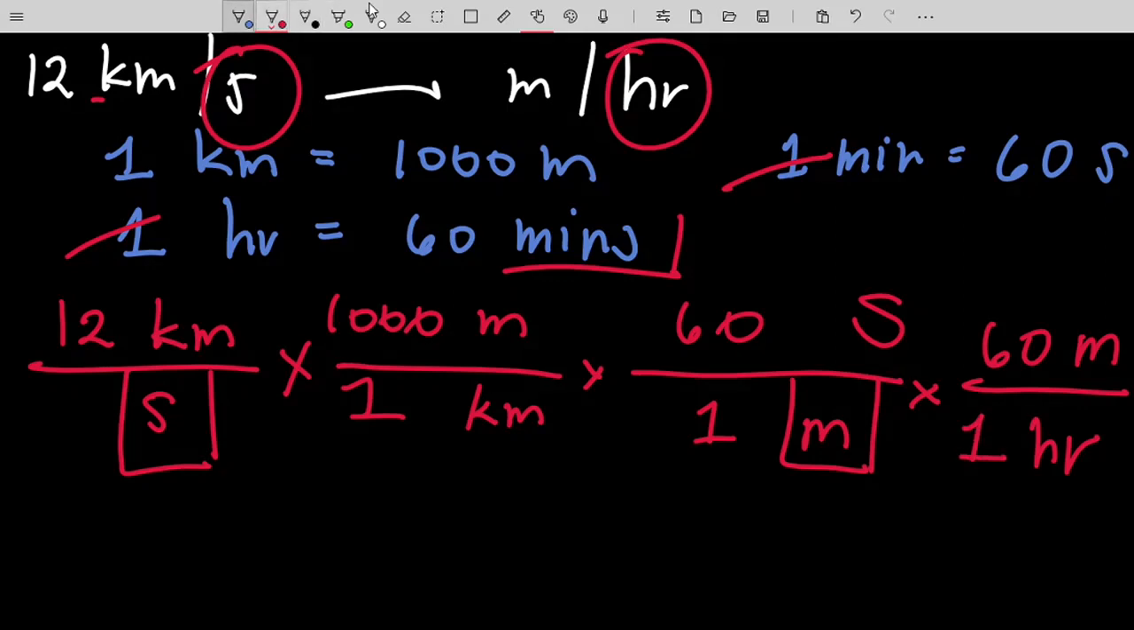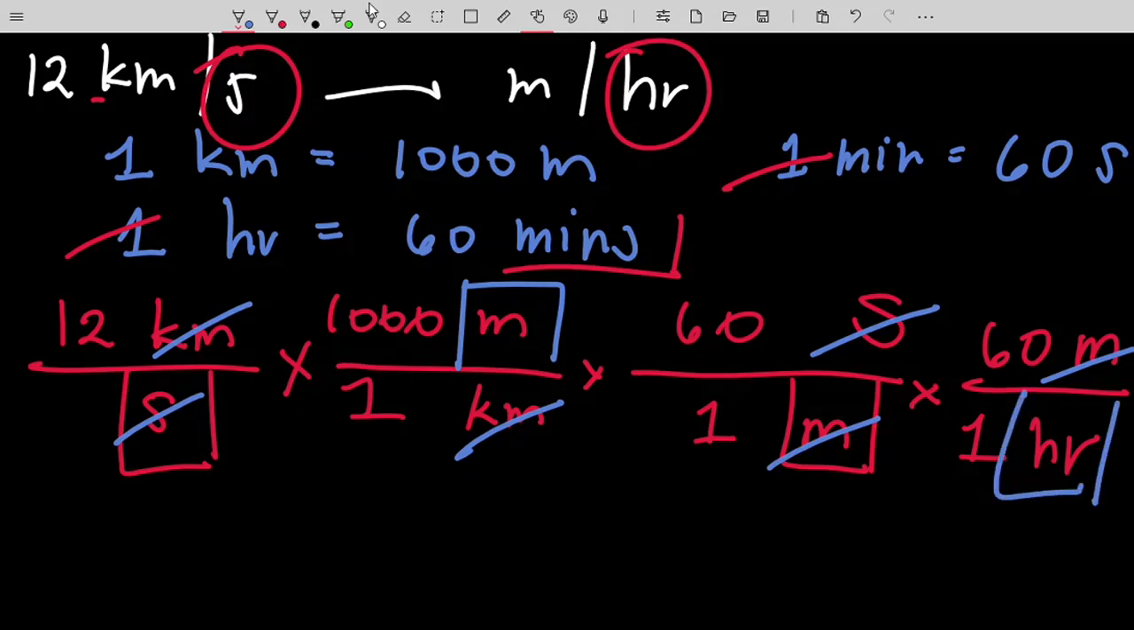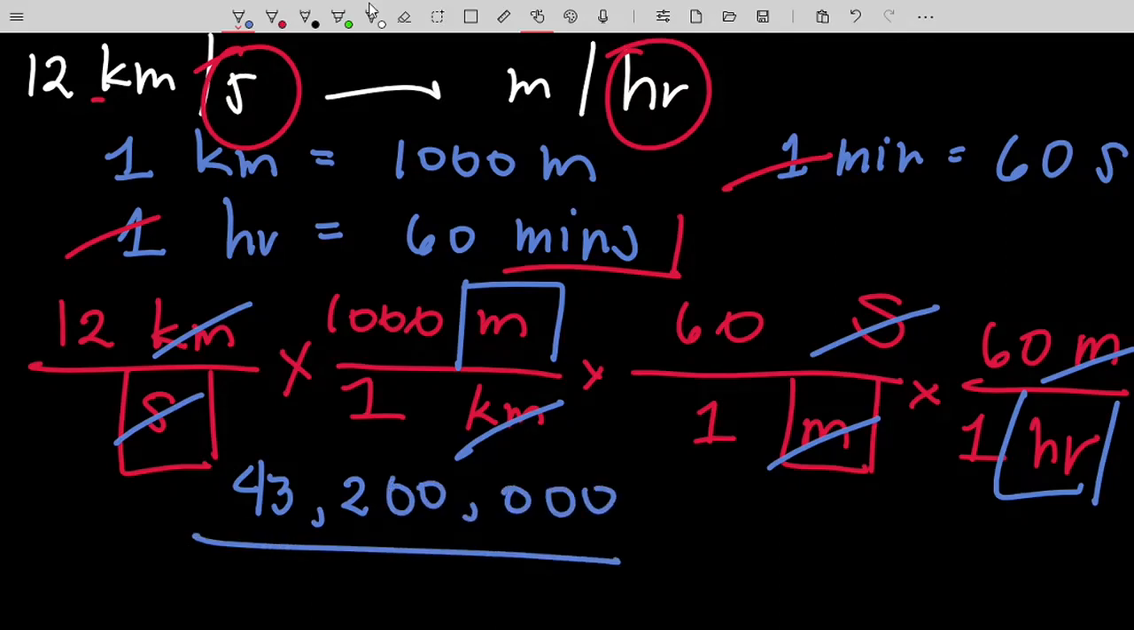Now let's try to cancel everything. Kilometers to kilometers. And also seconds to seconds. Minutes to minutes. Okay, and what have left is your meter and your hour. And what we are looking for is actually your meter over hour. Now let's try to multiply everything. Now 12 times 1,000 times 60 times 60, and you should have 43,200,000. Now we know that they have the same value, which is 1.